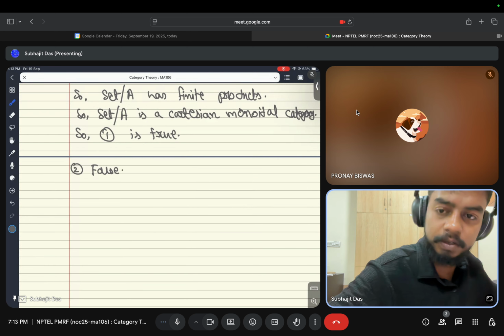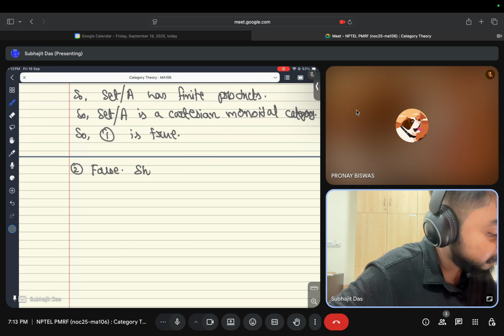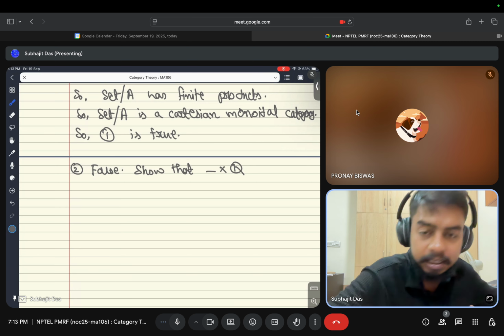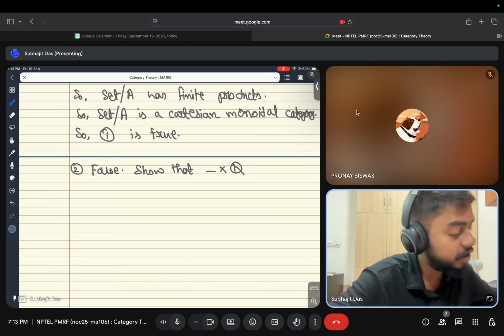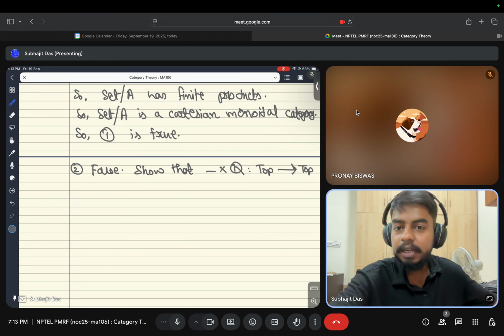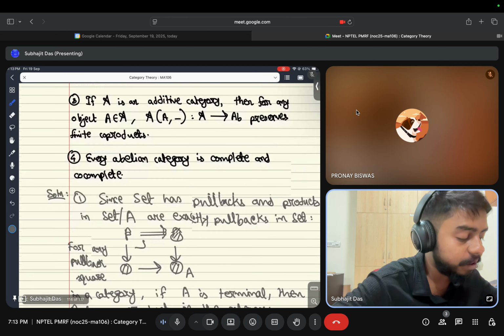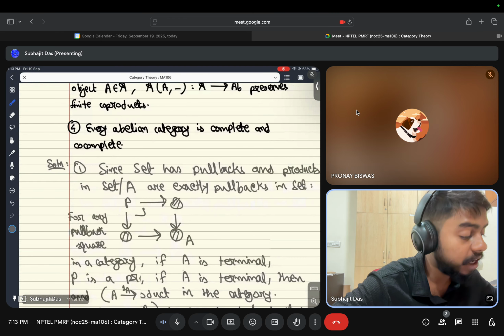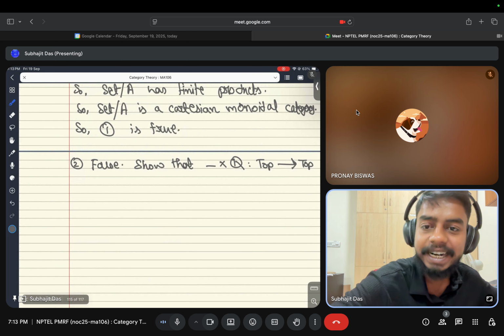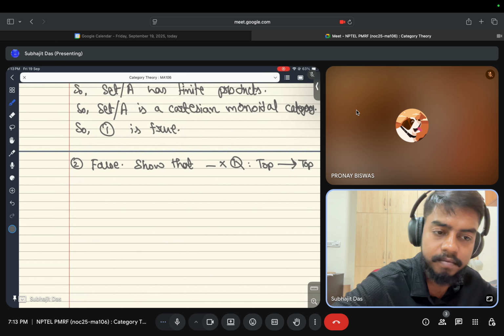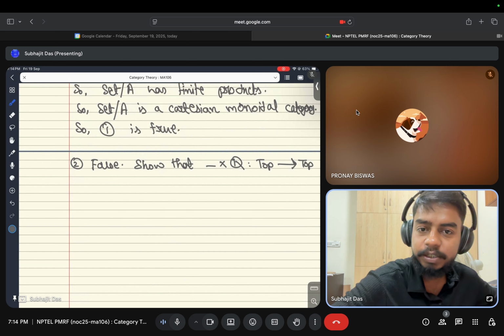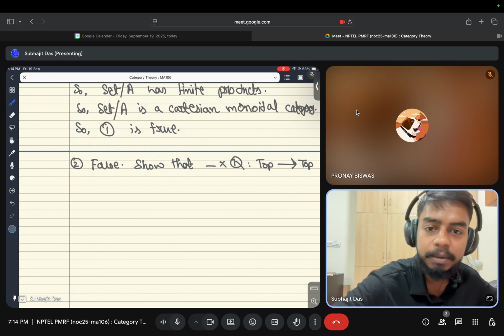So the way to see this is to show that the functor bar cross Q, the topological space of rational numbers, from top to top, fails. If top with Cartesian product were Cartesian closed, if it were a closed monoidal category, then this functor should have a right adjoint, right? Which means that this functor should be a left adjoint, which means that this functor should preserve co-limits.